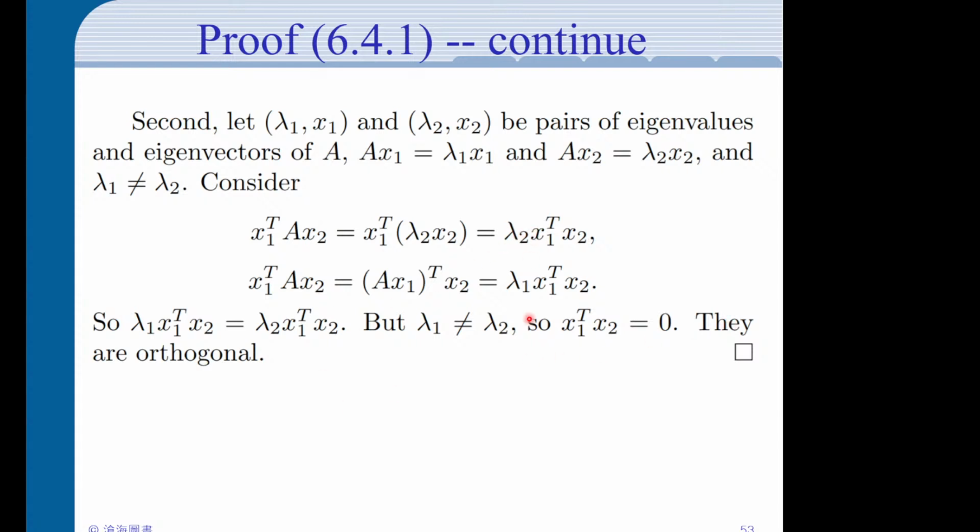Then we prove that these two things are the same, and you can move things around. That means either lambda 1 equals lambda 2 or x1 transpose x2 equals 0. But lambda 1 does not equal lambda 2, so x1 transpose x2 equals 0. So they are orthogonal, but here it is a bit funny.